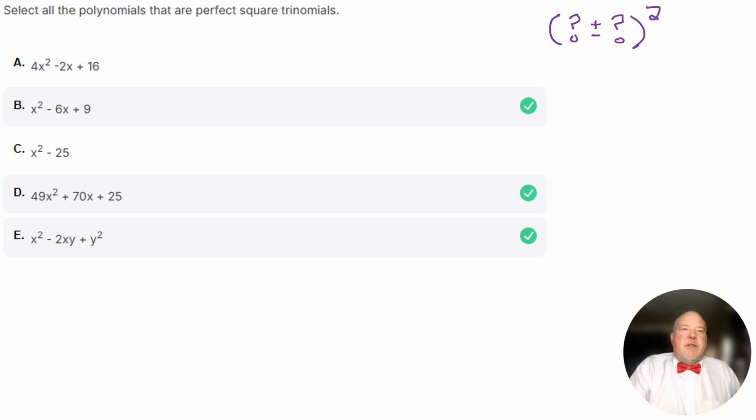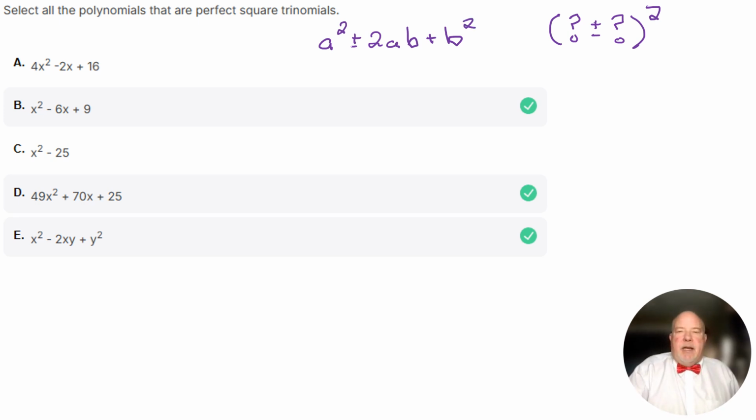You could factor all of these and see if they come out like that. That's one way to attack this problem, but that would be a lot of work, especially if you look at D. Trying to factor D would not be very much fun. So there's another way to do it. The polynomials of those always have the same form, and that form is a squared plus or minus 2 times the a value times the b value, and then plus b squared.